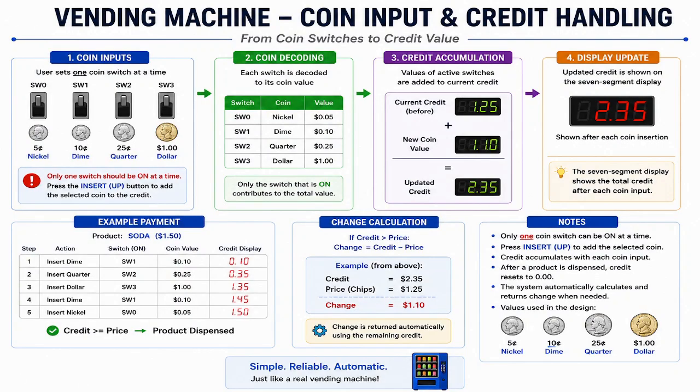Coin entry is intentionally simple. 4 switches represent a nickel, dime, quarter, and $1 coin. Pressing the insert button adds the selected coin value to the running credit total. The credit is continuously compared against the selected product's price. If the user presses the cancel button before purchasing, any accumulated credit is returned and the machine resets for another transaction.